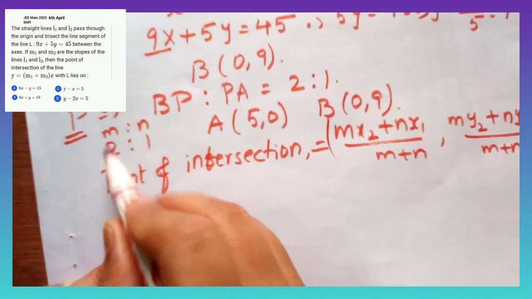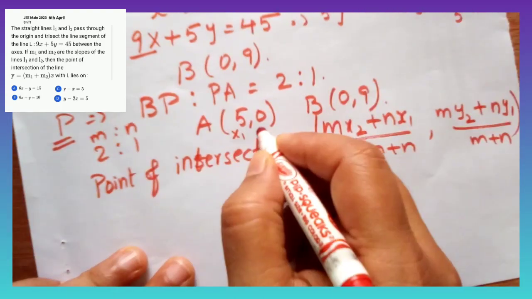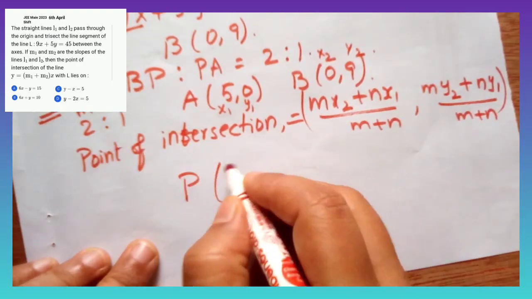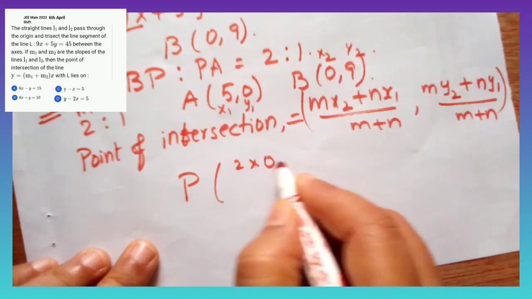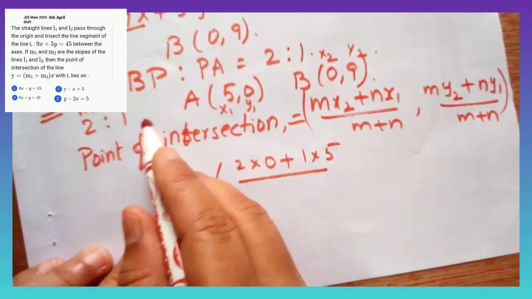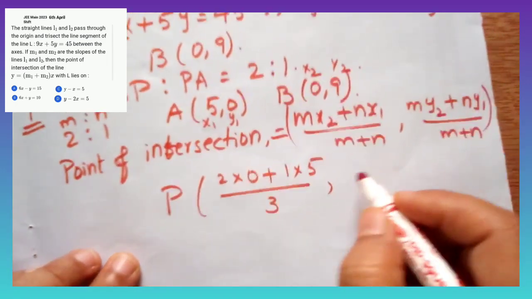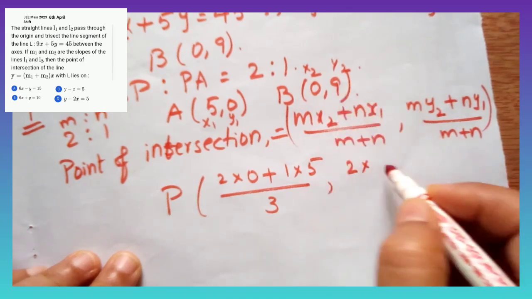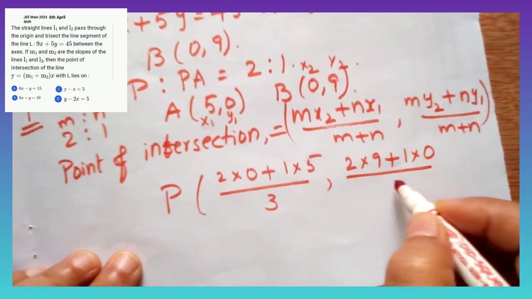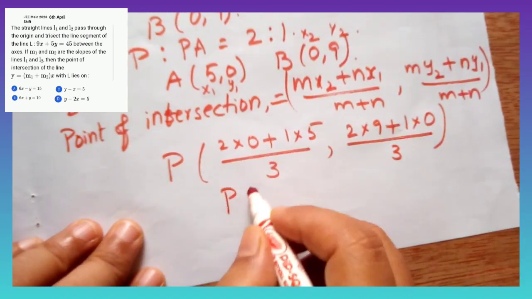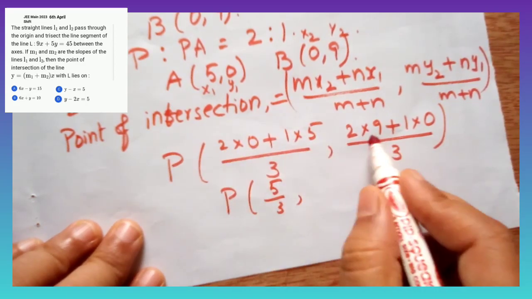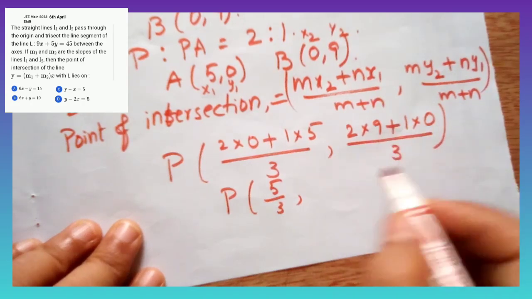Here the M value is 2, the N value is 1. This is X1, this is Y1, this is X2 and this is Y2. What is the M value? 2. So 2 times X2, which is 0, plus N, which is 1, times X1, which is 5, by M plus N. So 2 plus 1 is 3. And M is 2 times Y2, which is 9, plus N, which is 1, times Y1, which is 0. So M plus N is 3. So the point P: 2 times 0 is 0, plus 5 gives 5 by 3. 2 times 9 is 18 plus 0 by 3, and 18 by 3 is 6.